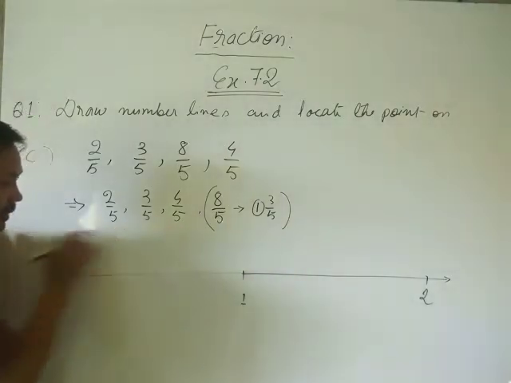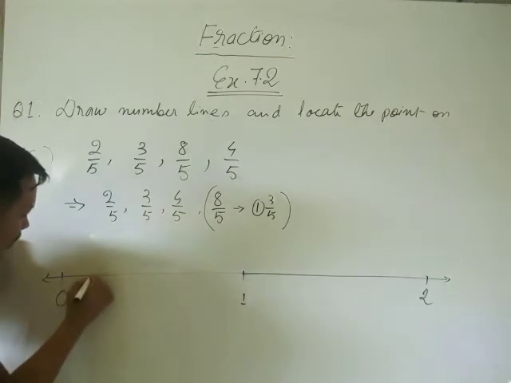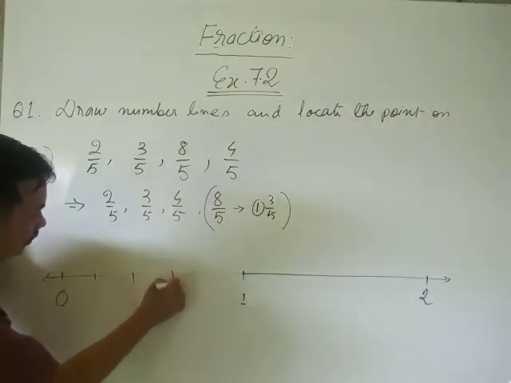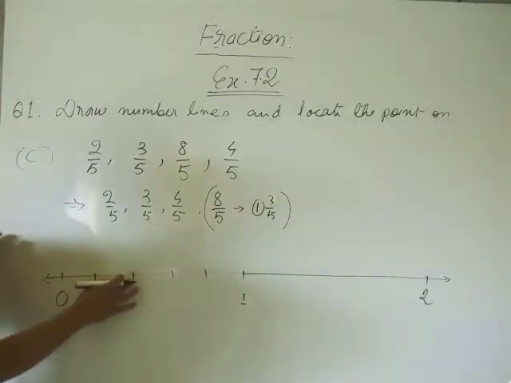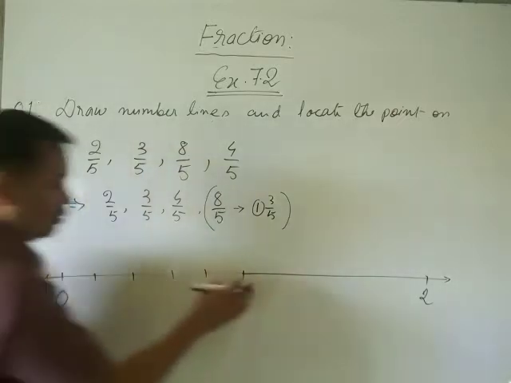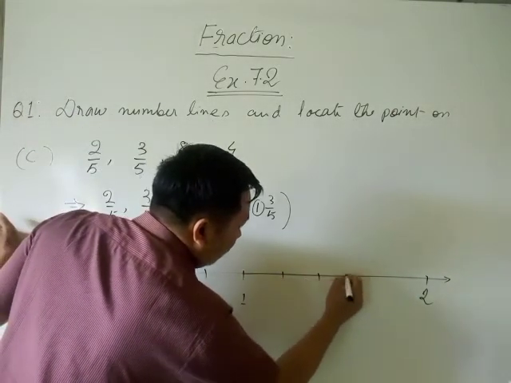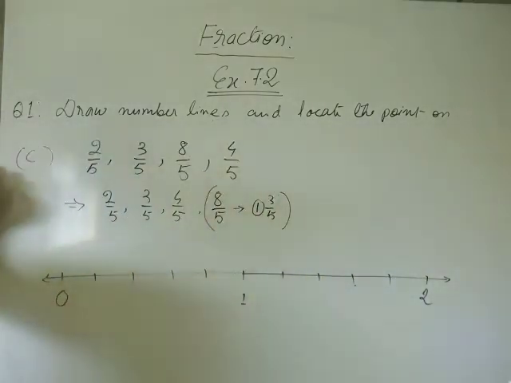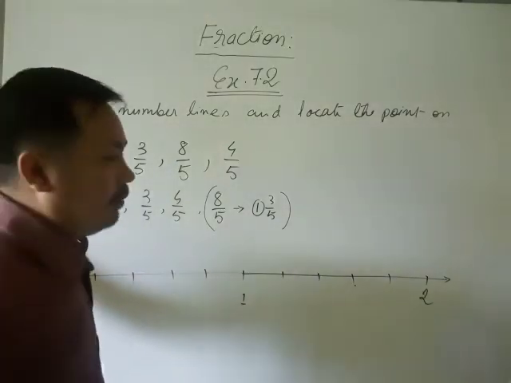Because of our denominator 5. Okay? 1, 2, 3, 4, 5. Yes, think that we have divided it into equal 5 parts. This also: 1, 2, 3, 4, 5. Got it? So we have divided each into 5 equal parts.